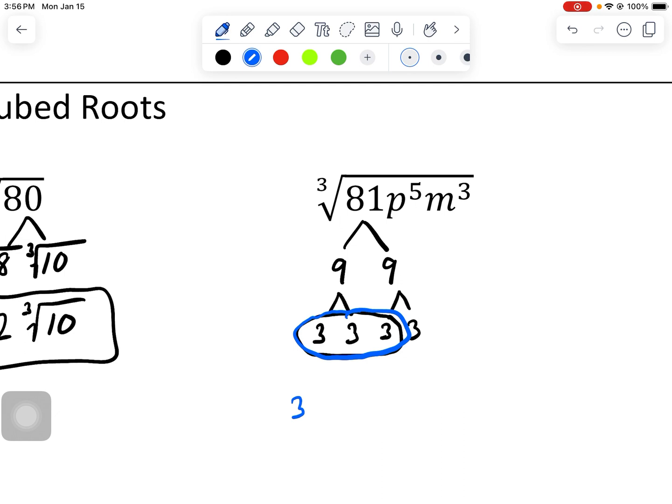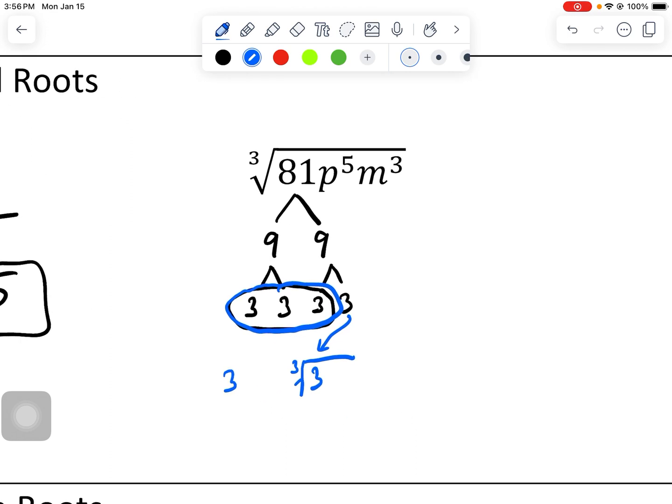They come out as a single 3. And then I'm going to be left with a 3 inside. This one's got to go down here. Okay, now I have p to the 5th, which means I can at least get one group.